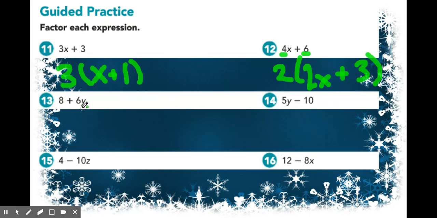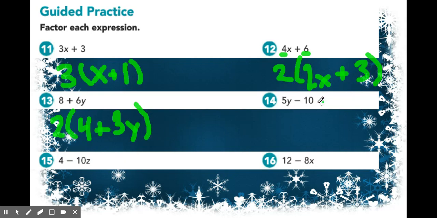Number 13. 8 does not have a y, so they can't have y in common, so I'm just going to look at the constant and the coefficient. 8 and 6 have a greatest common factor of 2. 2 goes into 8 4 times, and 2 goes into 6y 3y times.